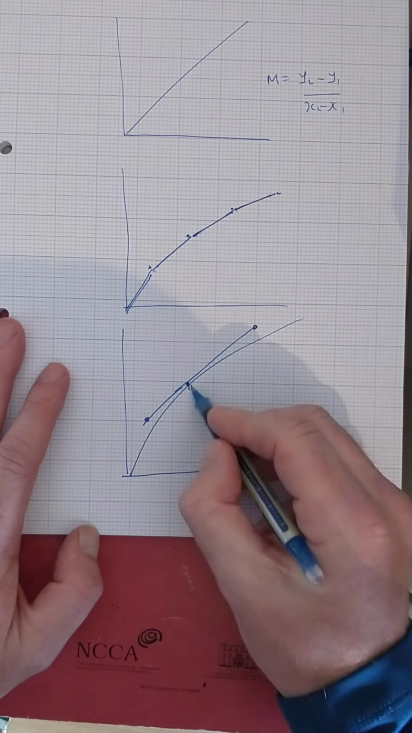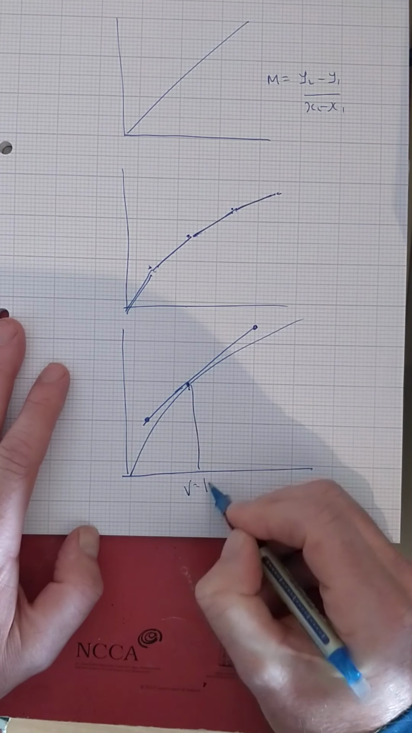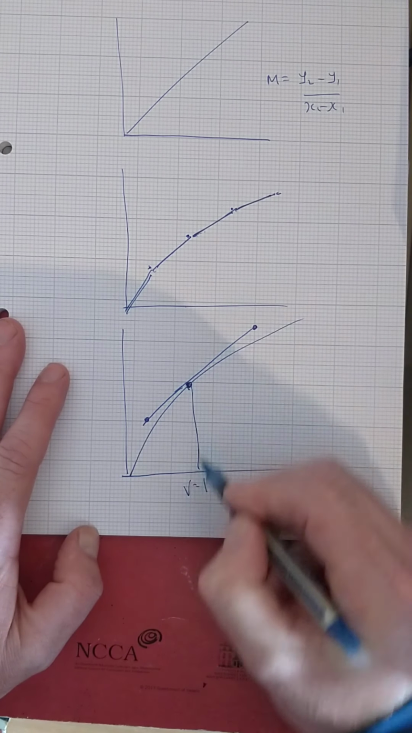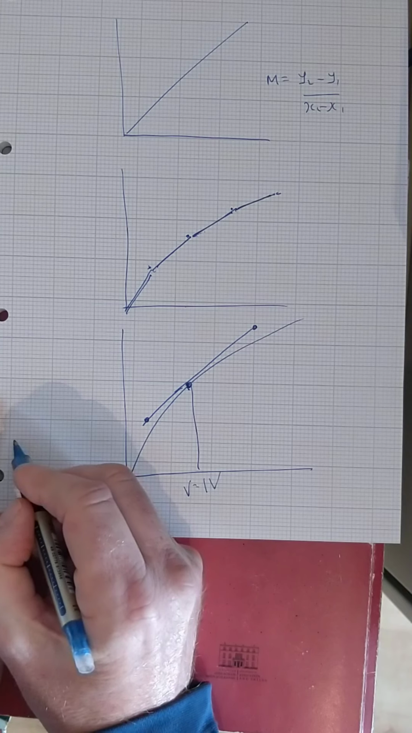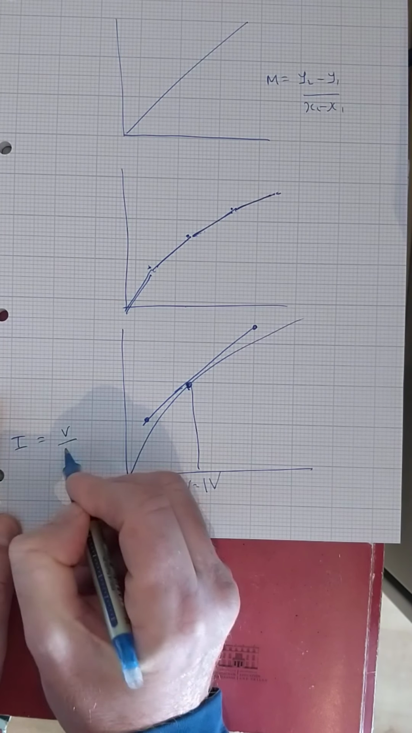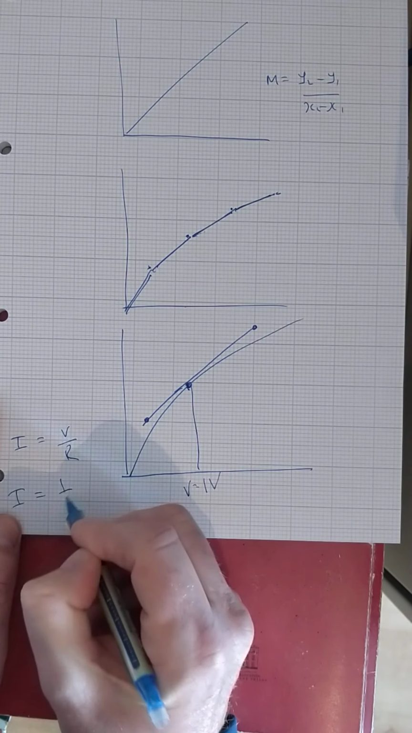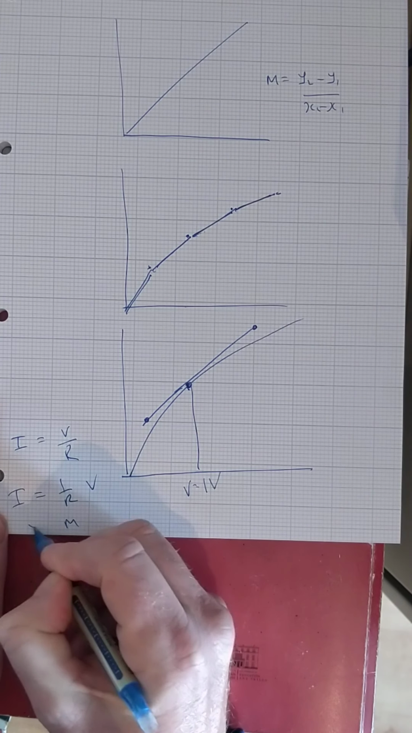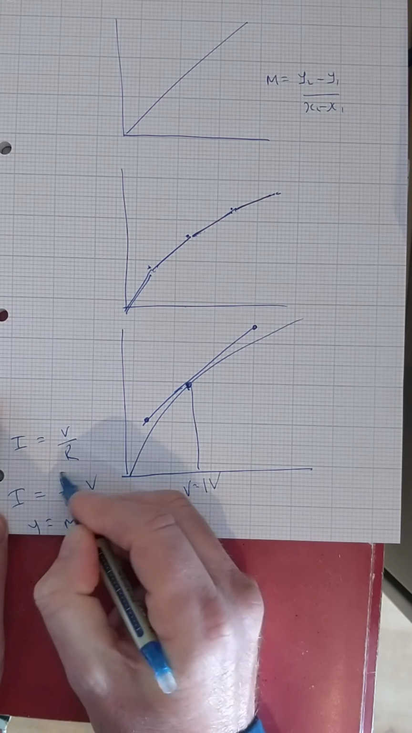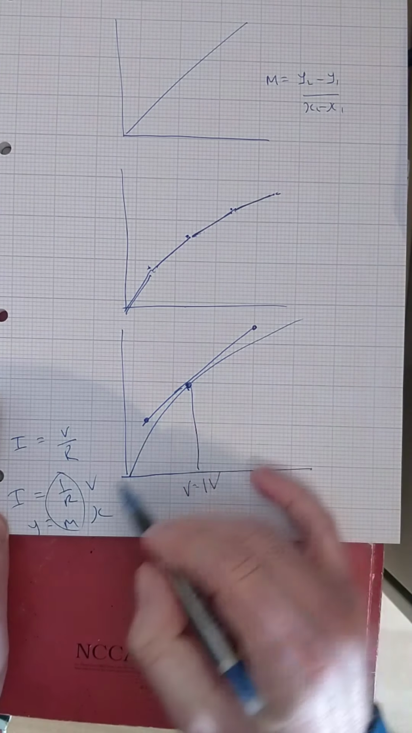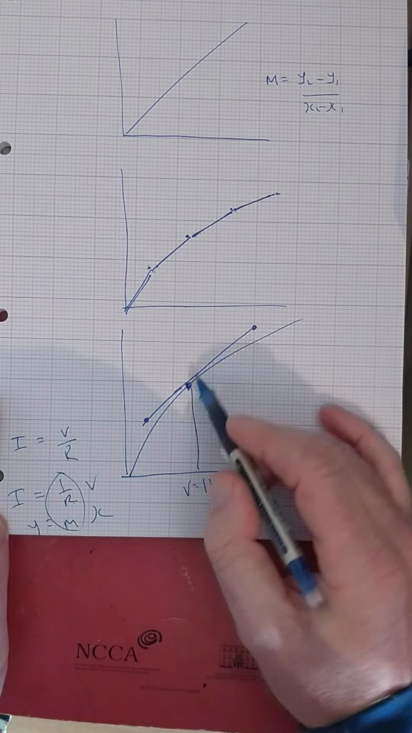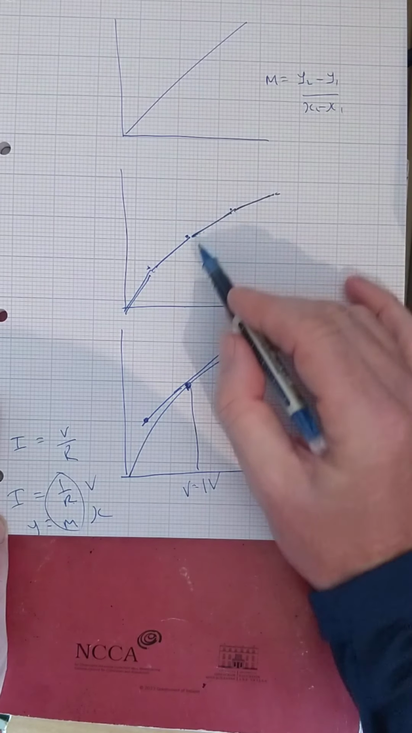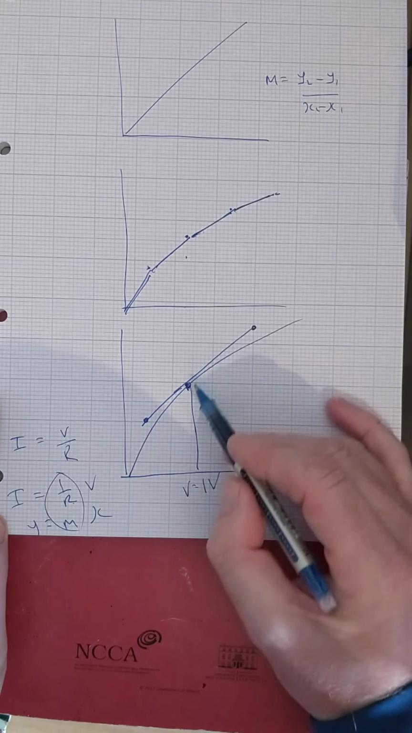So in the case that you had, that was at 1 volt. To get the slope of the graph at 1 volt, remember the slope in this case: I is equal to V over R, so I is 1 over R times V, so the slope was 1 over R. So to get resistance at this point, we need the slope at that point. We can't get the slope because it's not a straight line. It's not even a series of straight lines, it's a curve.